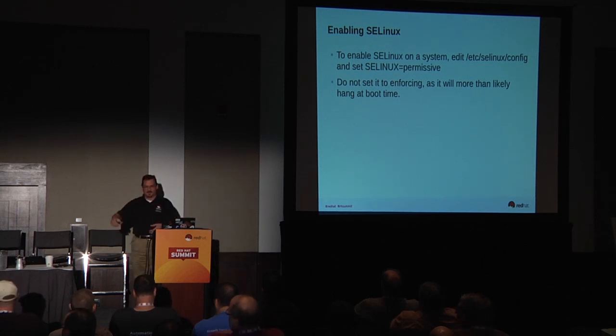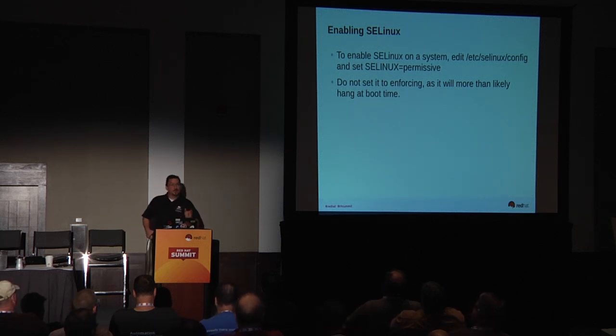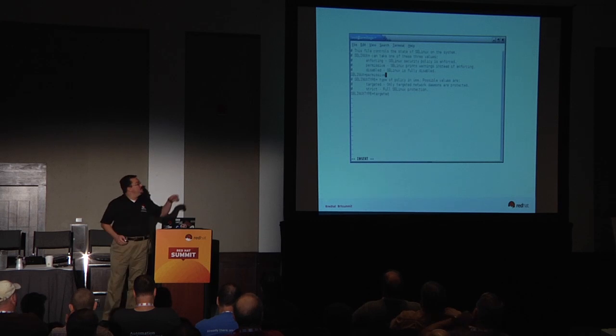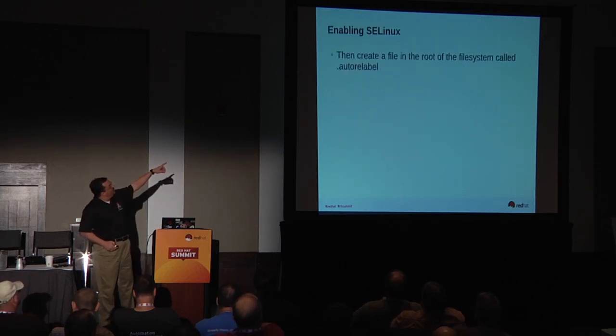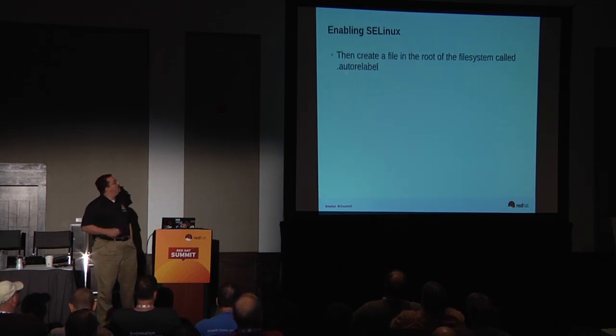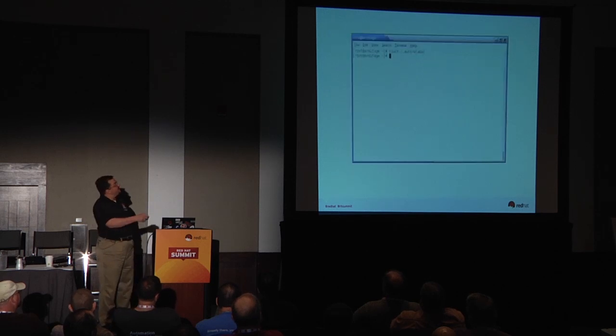Yeah, that's the voice of experience. I see this guy over here going, yeah, don't do that. So don't set it to enforcing. What you do is you go in and you set it to permissive. You create a file in the root of the file system called .auto-relabel, and that's just a touch command. Touch the file called .auto-relabel.